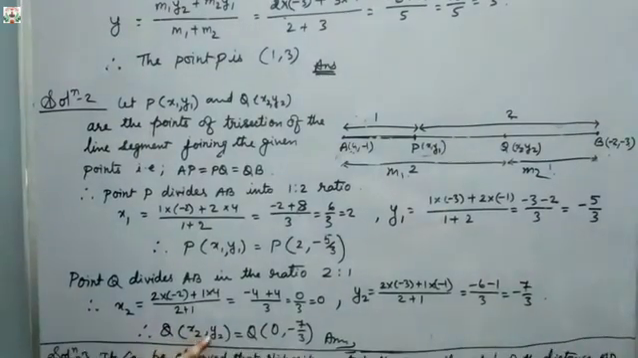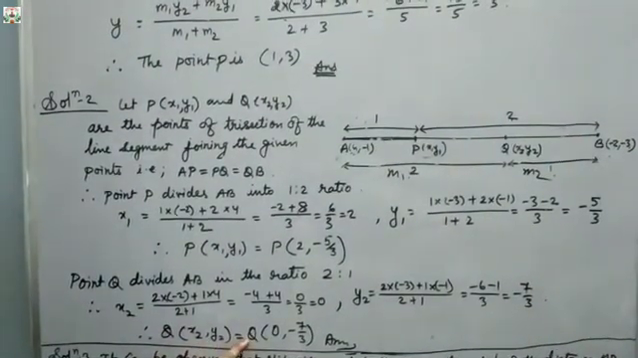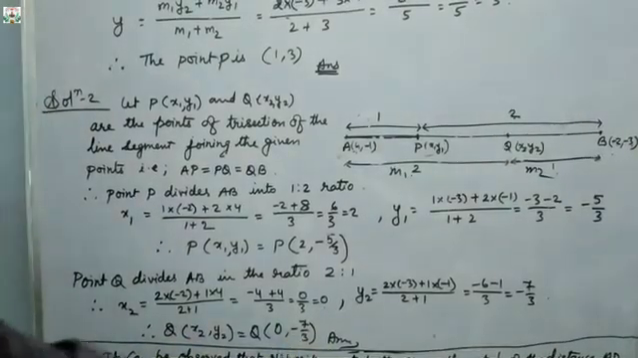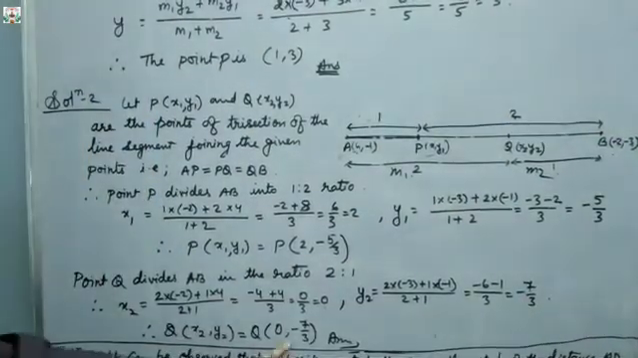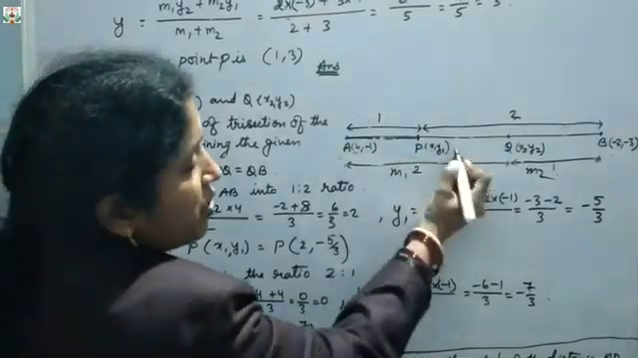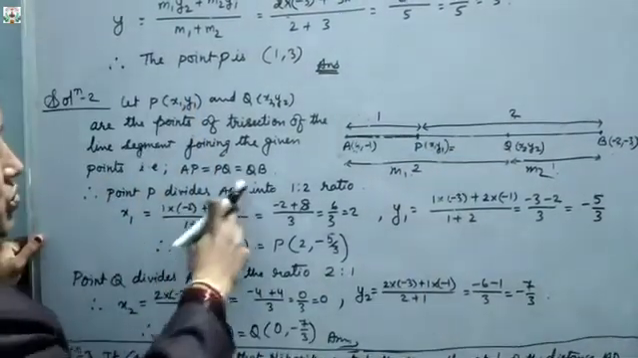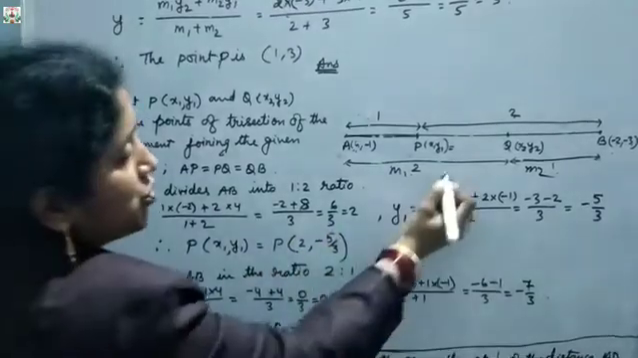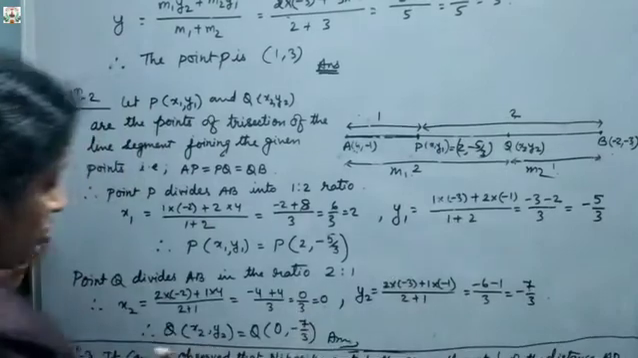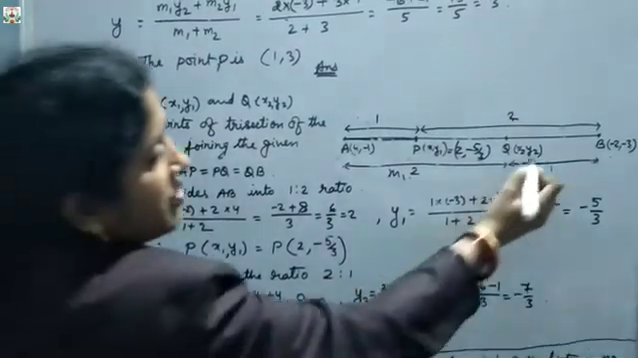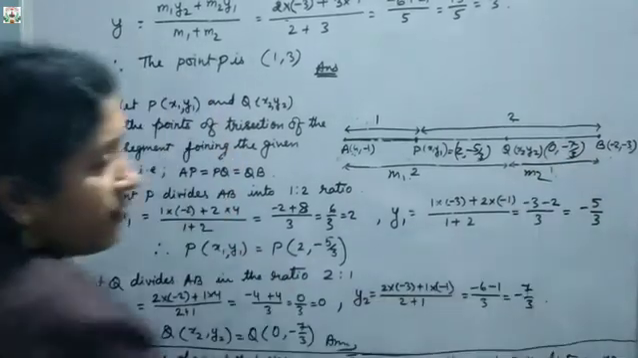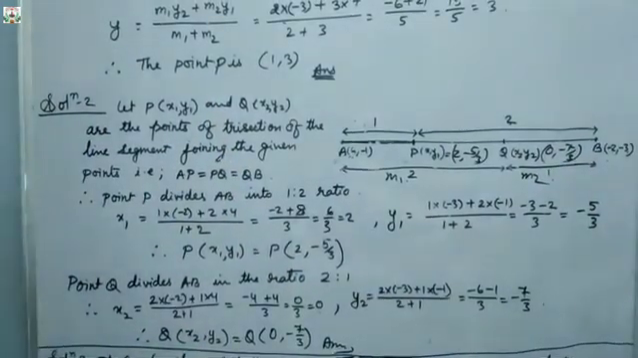That is x2 comma y2 equals Q. Then x2 value, how much did you get? 0. And y2, how much did you get? Minus 7 upon 3. So what will be the coordinate of P here? P coordinate will be 2 comma minus 5 upon 3. And what is the coordinate of Q you got? That is 0 comma minus 7 upon 3. Okay, so that will be the answer.